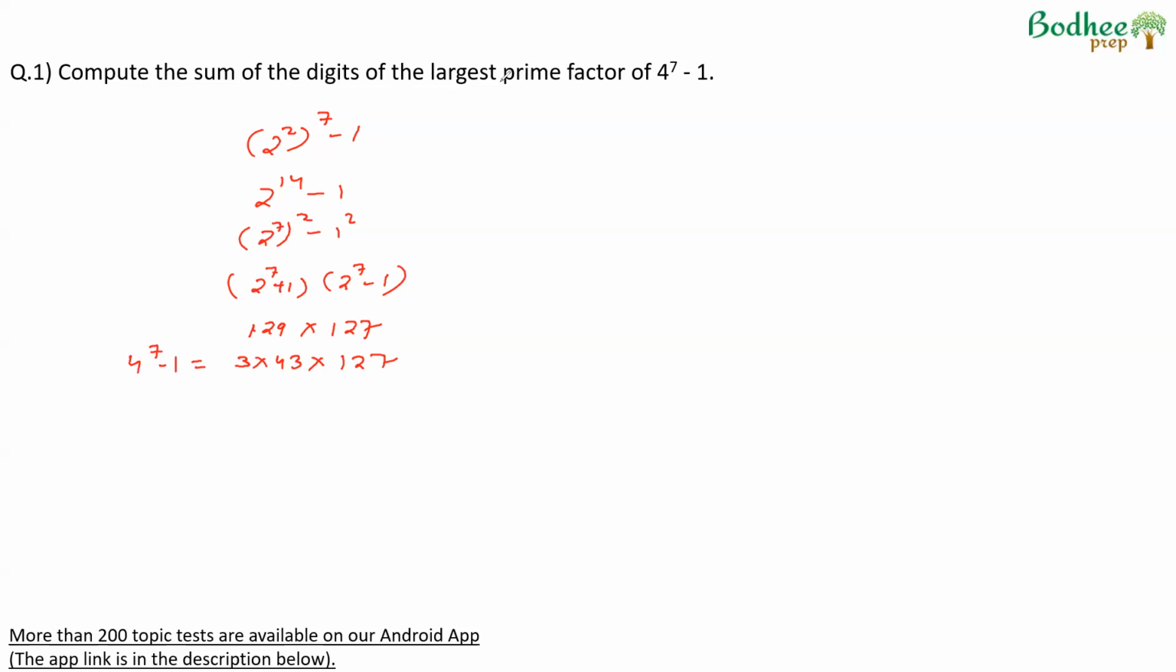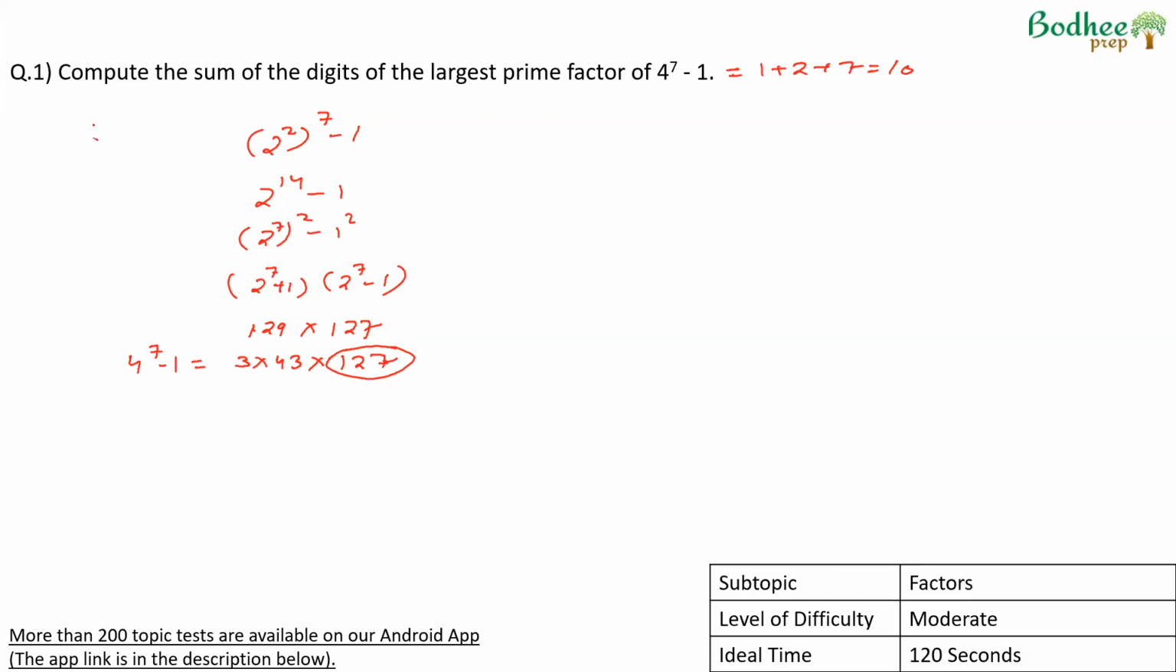We have to find the sum of the digits of the largest prime factor, and because 127 is prime, the sum of the digits of the largest prime factor of 4 raised to power 7 minus 1 will become 1 plus 2 plus 7, which is nothing but 10. Again, I'd say moderate sort of a level question. All we have to do is factorize and we'll get the answer.